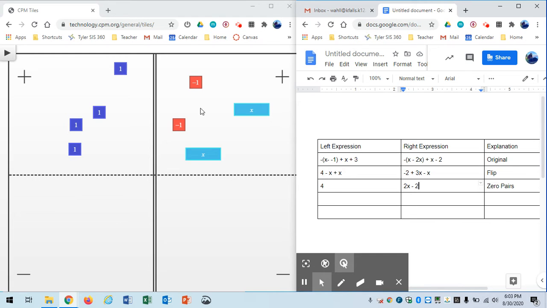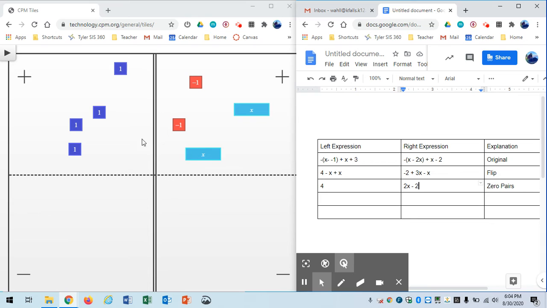In this situation, I don't have same tiles on the sides, so I can't do the same tile toss. But what I do need to do is get all of the x's on one side and all of the singles on the other side. That is what's different about now that we have an equal mat.